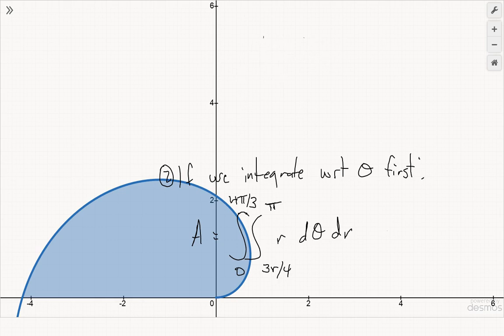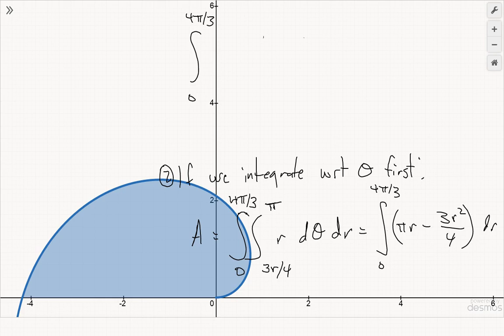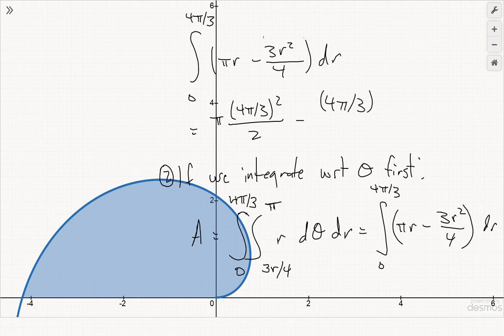Okay, so that becomes the integral from 0 to 4 pi over 3 of pi r minus 3r squared over 4, and this is dr. So the integral from 0 to 4 pi over 3 of pi r minus 3r squared over 4 dr is, so that'll be pi times (4 pi over 3) squared over 2 minus (4 pi over 3) cubed over 4.